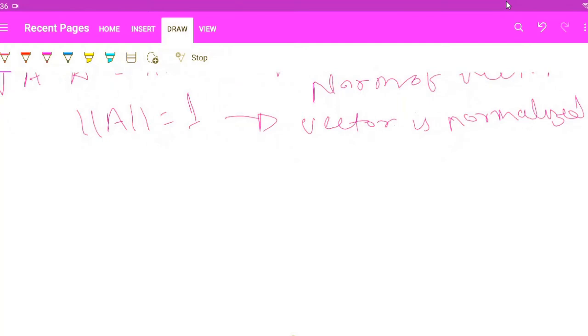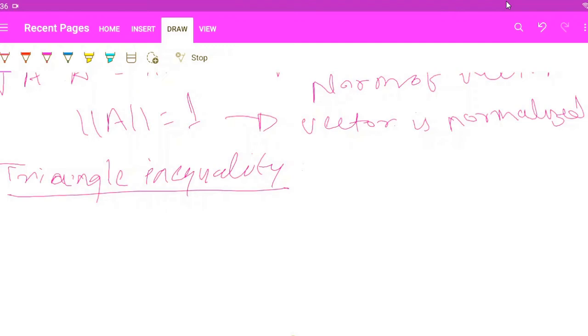Then there also exists what is known as the triangle inequality. In the case of Euclidean vectors, the triangle inequality is something like this: the length of A plus B will always be less than or equal to the length of A plus the length of B. The same thing applies to vector space as well. The norm of A plus B will always be less than or equal to the norm of vector A plus the norm of vector B.